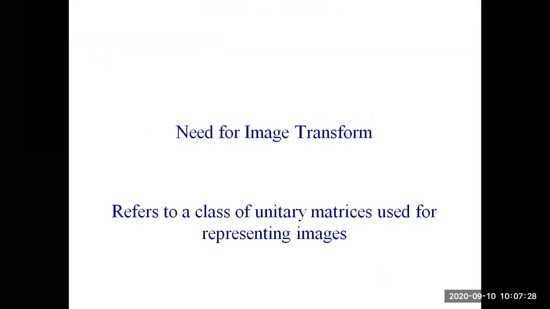So now, first, the need for image transform. Image transforms are used to decompose an image, since in our image processing we are using images. So the need for image transforms is to convert or decompose an image into a number of other components. That is called basis images. Basis means, for suppose, magnitude spectrum, phase spectrum, frequency, like this.